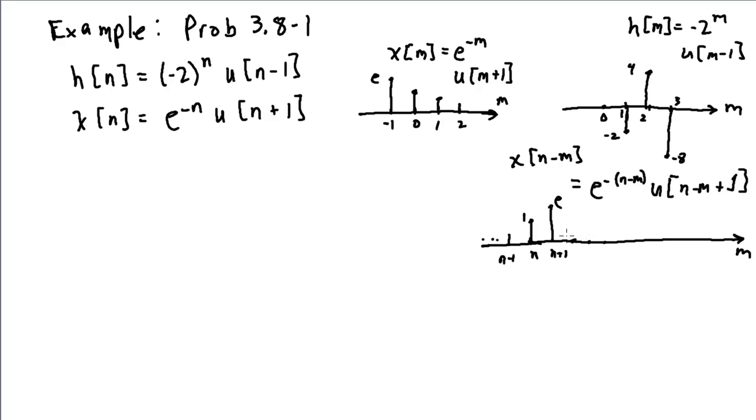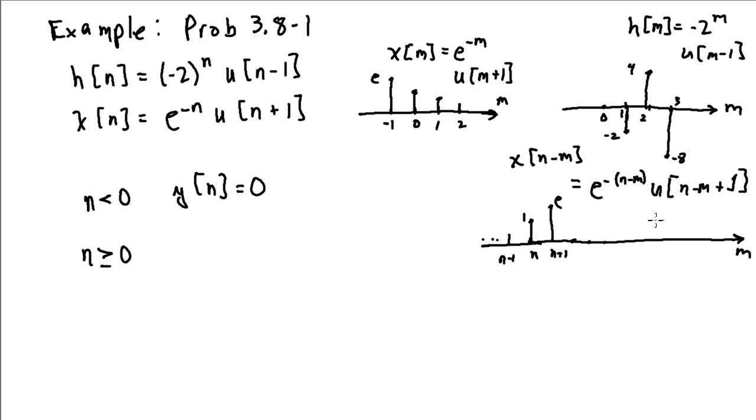Okay, and again, for the case where n plus 1 is less than 1, or n is less than 0, there's actually no overlap between these. As long as n plus 1 is less than 1, or n is less than 0, there's no overlap, and in that case the product would be 0, the output sequence would be 0 everywhere. Now let's take a look at what happens for n greater than or equal to 0.